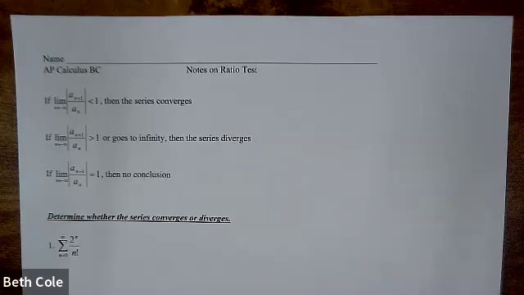Organize myself of all the tests we've done so far. Let's just see if you guys can do them verbally. I'm going to check them off as you say them, and we'll do a quick recap. Nth term test. Now that is only for divergence. If you get 0, it's no conclusion. You're back to the drawing board.